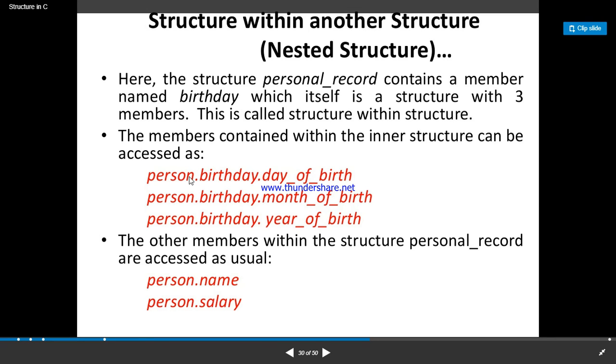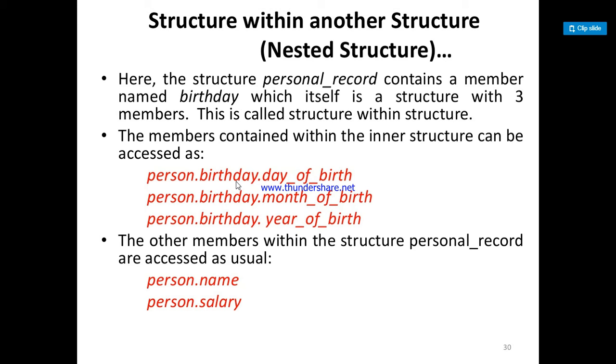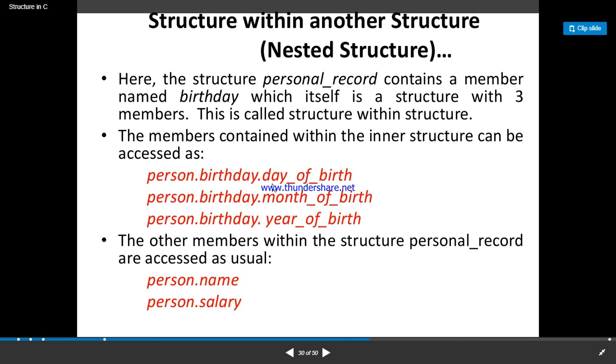When we get the date of birth, we just have to give person, which is the structure name, and then dot birthday, which is the structure name assigned to get the date of birth. Dot day of birth is the member of the birthday, and then month of birth is the member of the birthday. Year of birth is also a member of the structure birthday. We have to get the date of birth like this.